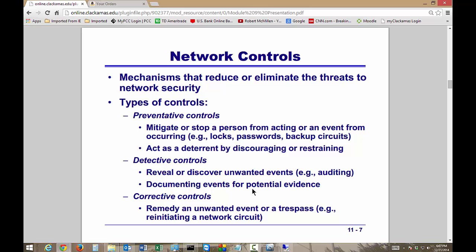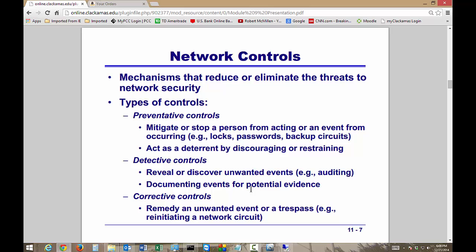Mechanisms that reduce or eliminate the threats to network security are the network controls we're talking about. Types of controls are preventative controls. They mitigate or stop a person from acting or an event from occurring, such as passwords and backups and that kind of thing. They act as a deterrent by discouraging or restraining.